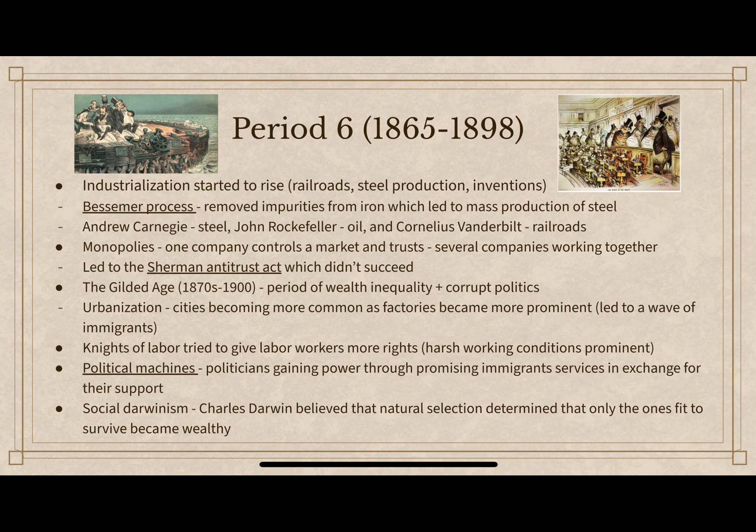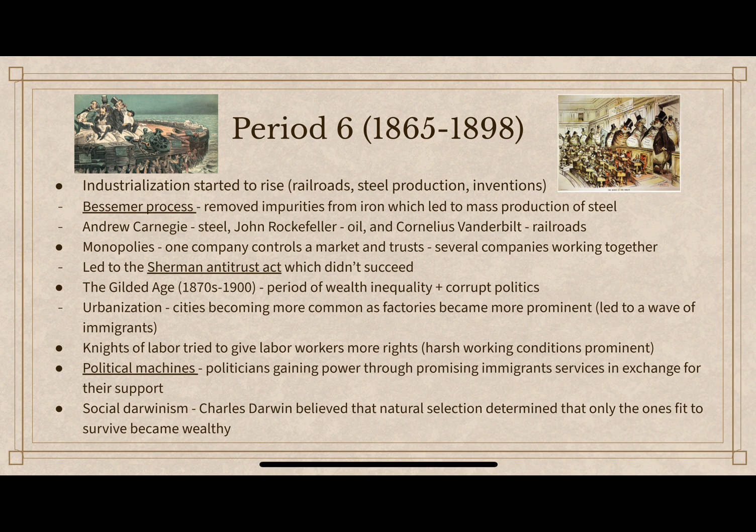Period 6 was all about big business, industrialization, and capitalism, basically. So if you don't know, capitalism is basically when businesses compete against each other. Communism, on the other hand, is when everyone kind of makes the same. They make the same income and there's no competition. Moving on, as I've just said before, industrialism started to rise. For example, with the Transcontinental Railroad being built and steel production being much easier with the Bessemer process, industrialism became a big thing and most of the population started to work in factories.